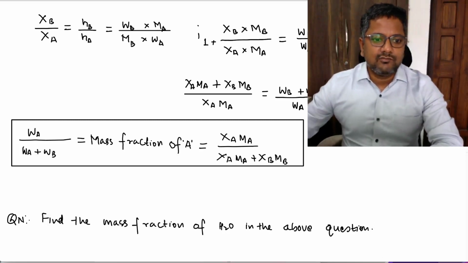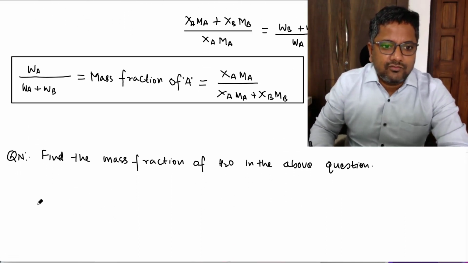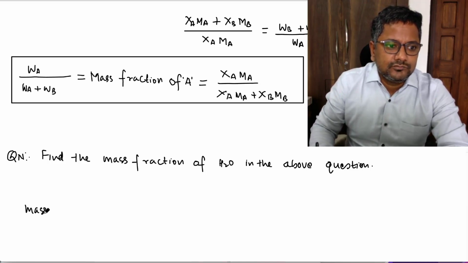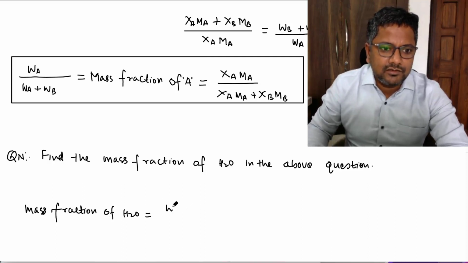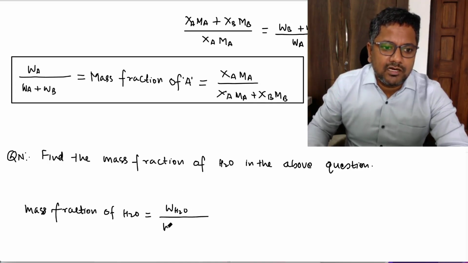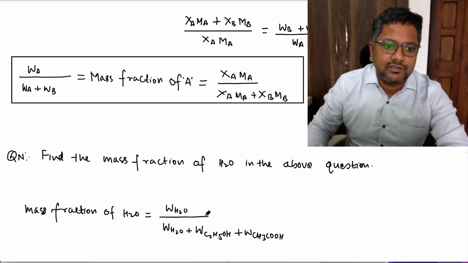Right? What is the mass fraction of water in the above question? So you can write here: mass fraction of water is equal to mass of water divided by mass of water plus mass of ethyl alcohol plus mass of acetic acid, right?